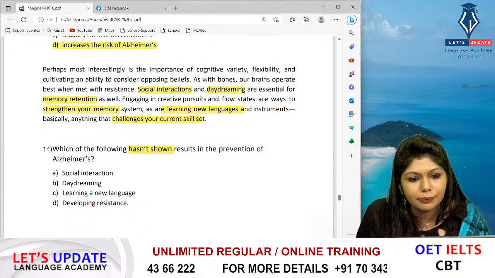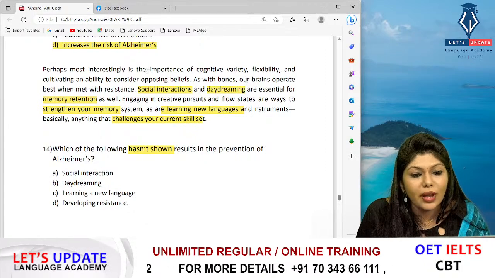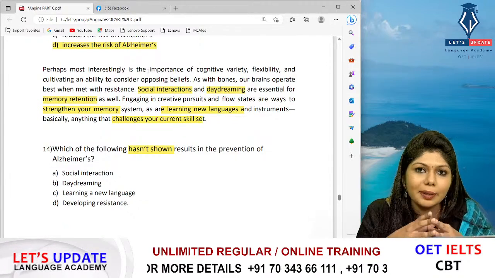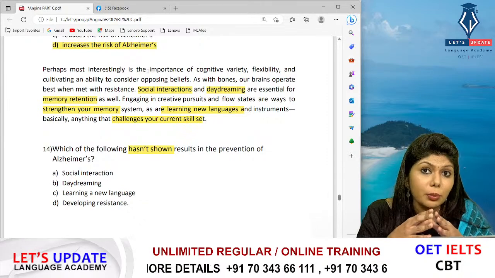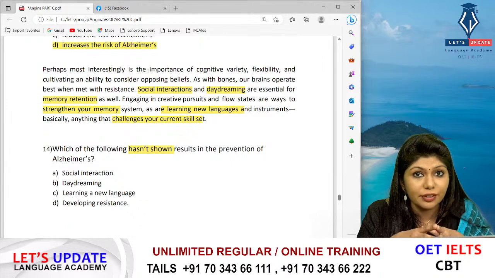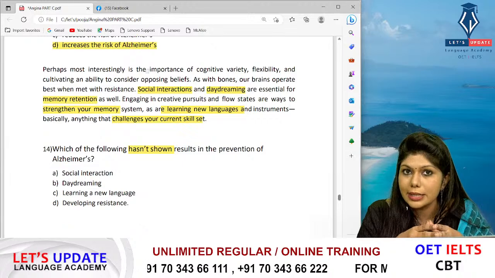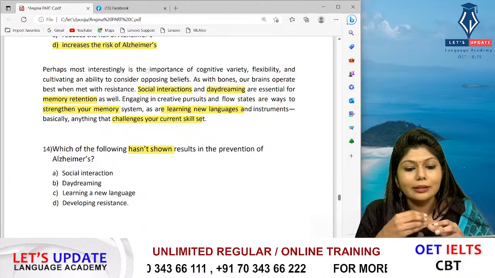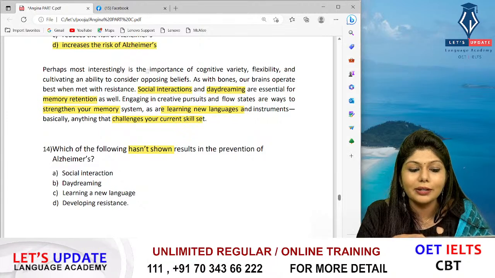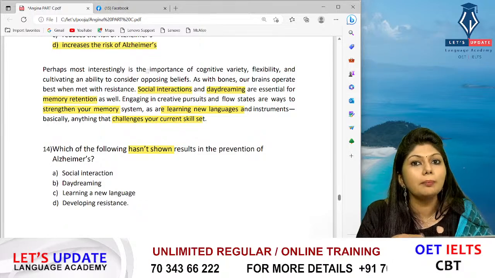Have they mentioned here? As with bones, our brains, second line, our brains operate best when met with resistance. Our brain operates best when met with resistance. So they are not mentioning about Alzheimer's there or memory retention there. They are talking about the working of the brain there, and that will work best when met with resistance. So it's not about the result for the prevention of Alzheimer's that they have told about developing resistance. It's about the working of the brain and how best it works.